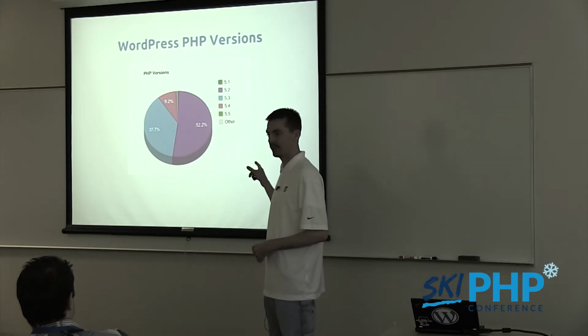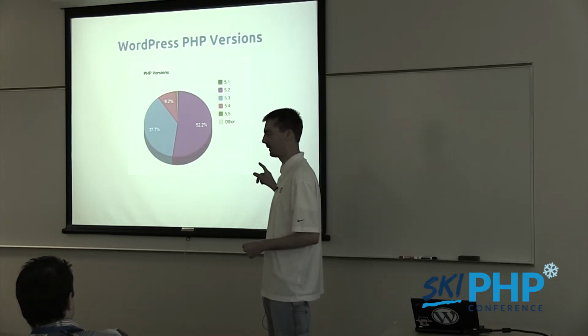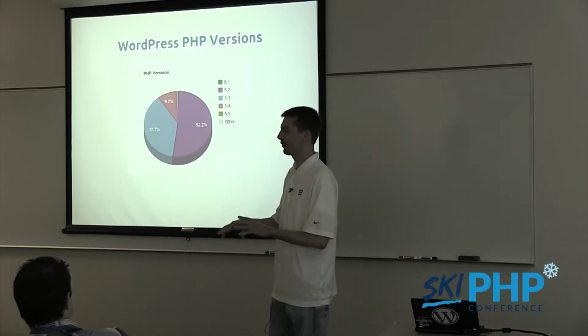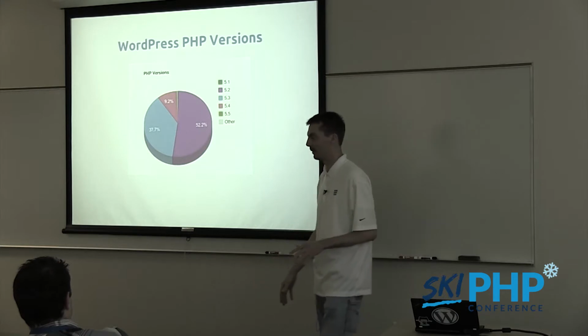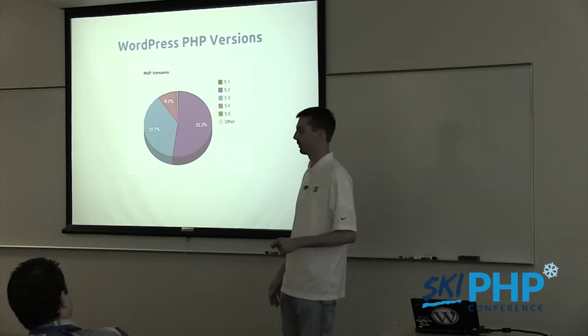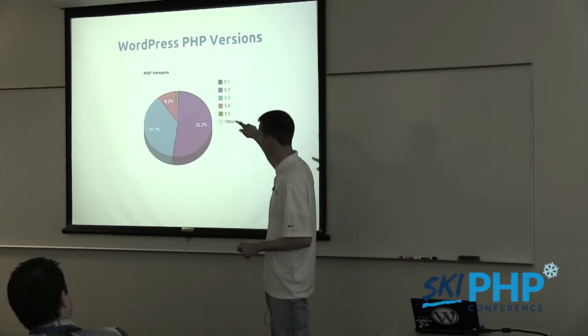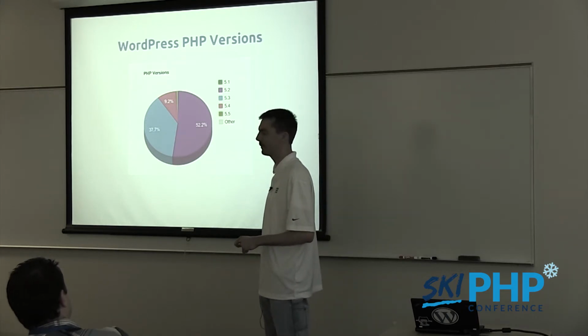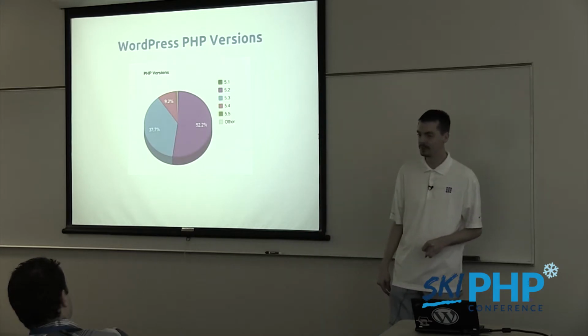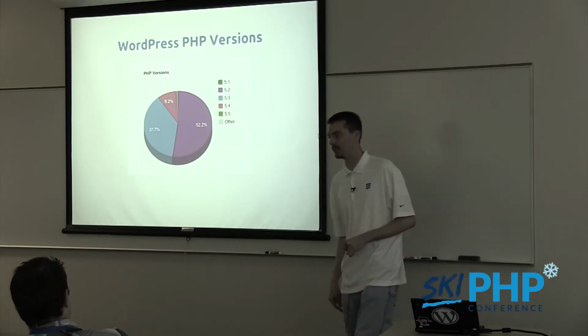I should have gotten a graph up of this if I'd gotten the solid numbers. Right now though, and this has changed drastically from 6 months ago, 6 months ago a majority of our customers were on PHP 5.2. In fact, more than this pie chart shows. I think some like 70 or 80% of our customers were on PHP 5.2 like 6 months ago.